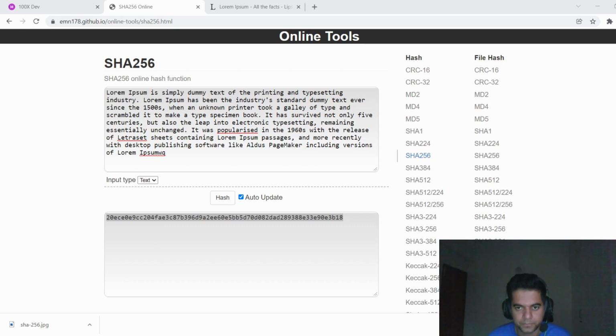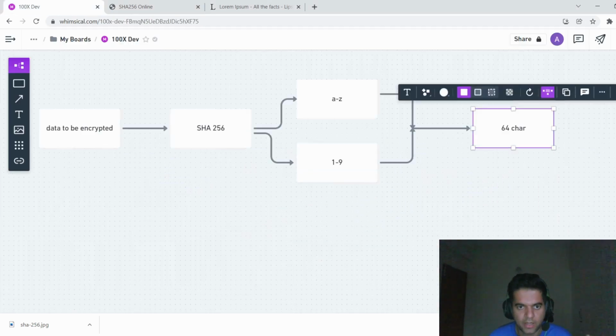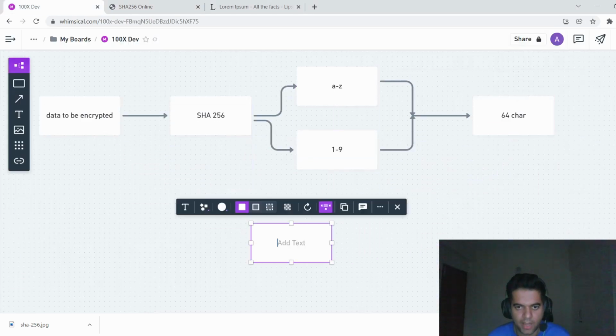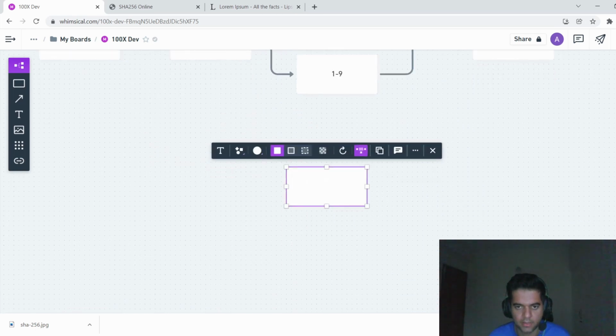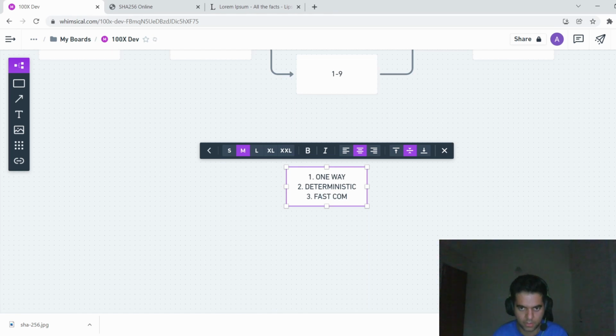Now, for any hash to be SHA-256, there are six different things that it needs to be doing properly. The first point is that it needs to be one way. I'll explain all of this to you. The second thing is it needs to be deterministic. This won't make any sense to you right now, but I'll explain everything to you. The third thing is that it needs to have fast computation. And the fourth thing is that it needs to have an avalanche effect.